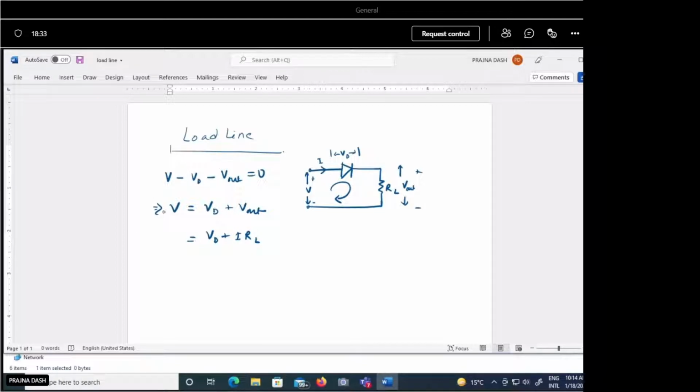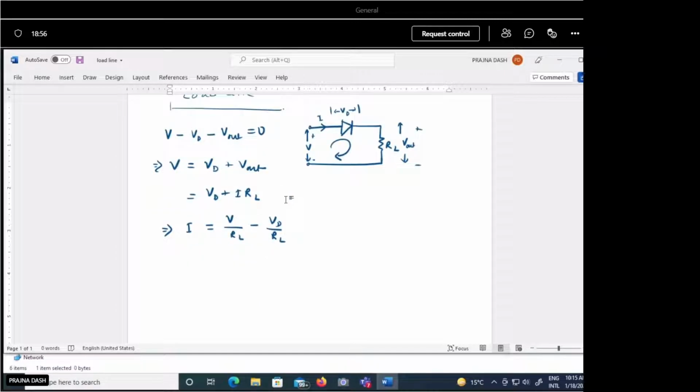So here, let's say this current and voltage are just two variables. If you take these two as the two variables, then this relationship can be represented as I equal to V by RL minus VD by RL. So you just see this equation here.